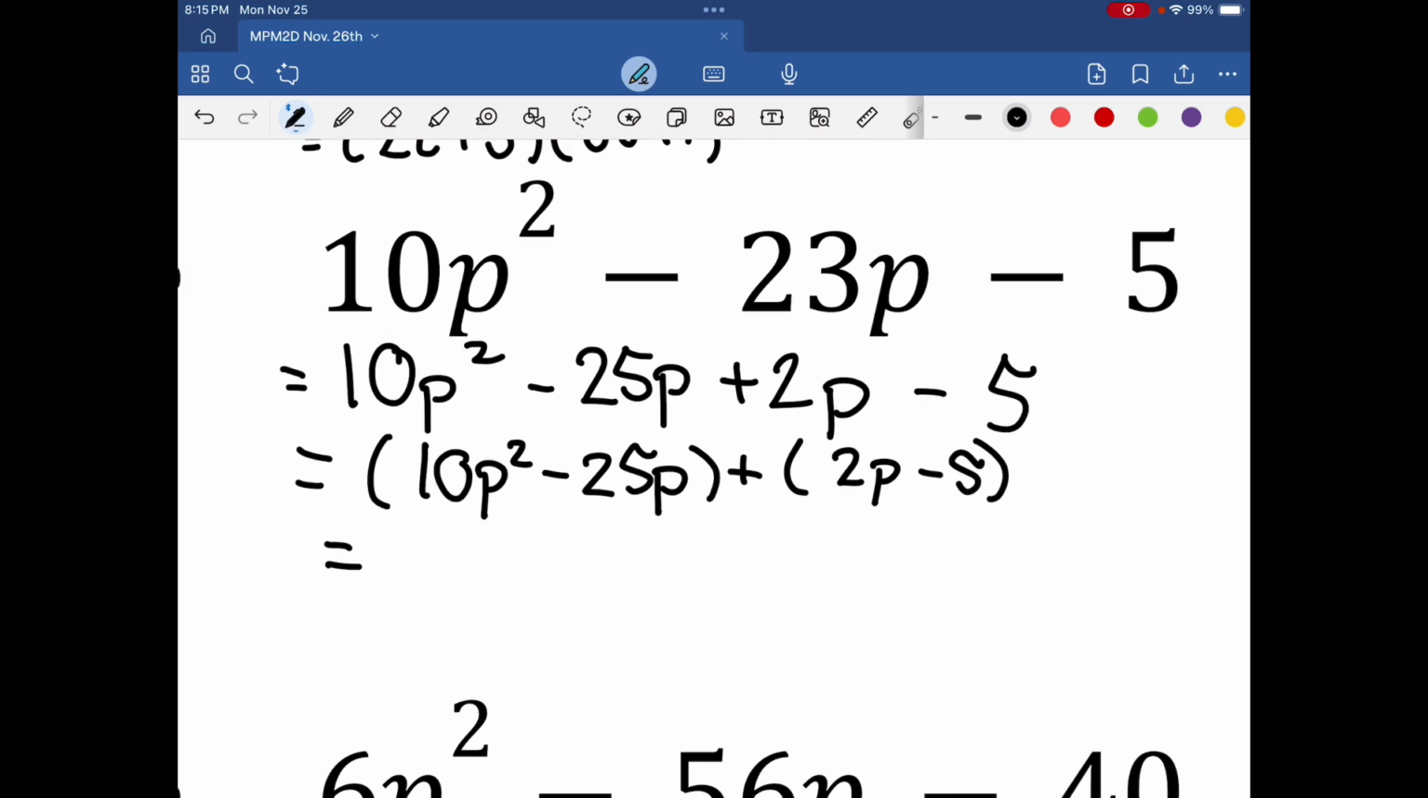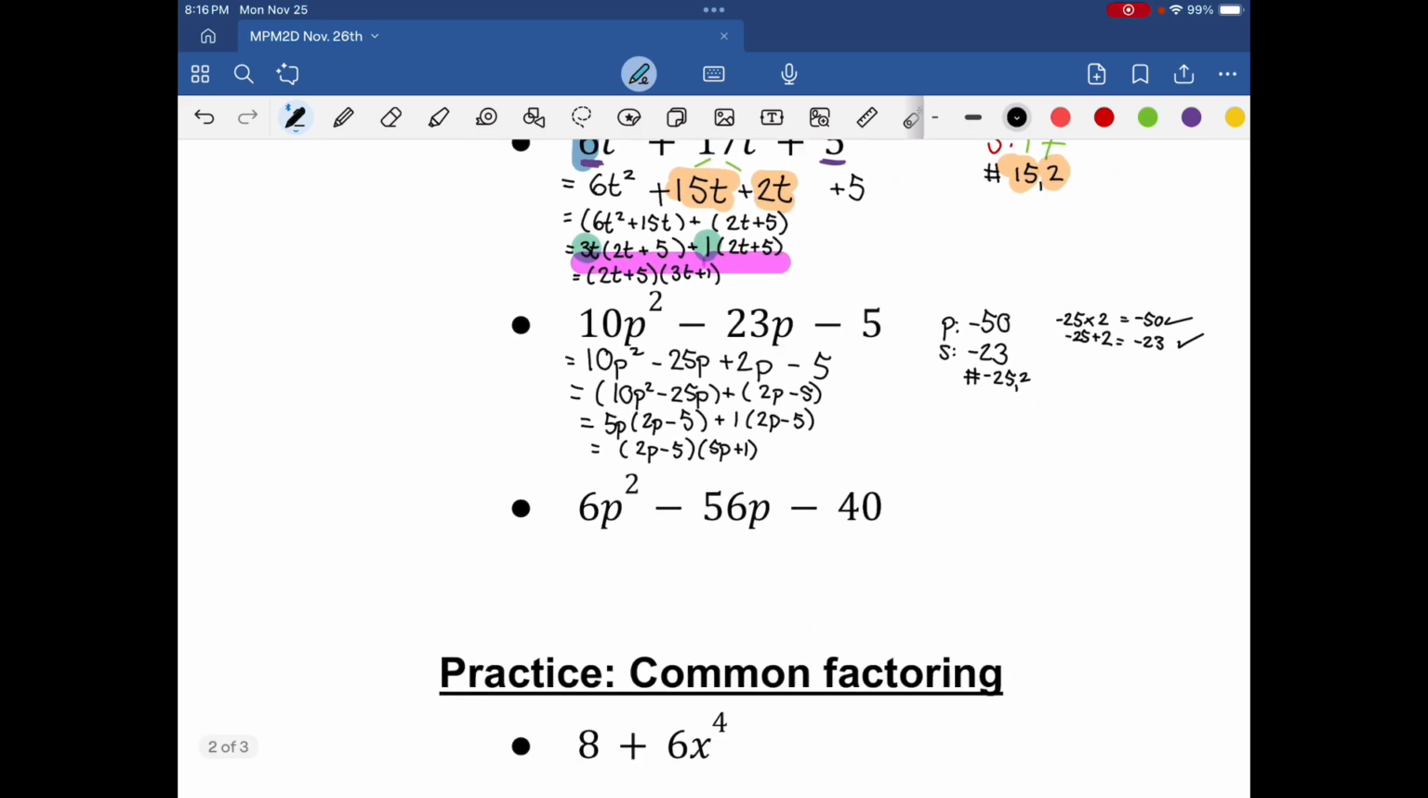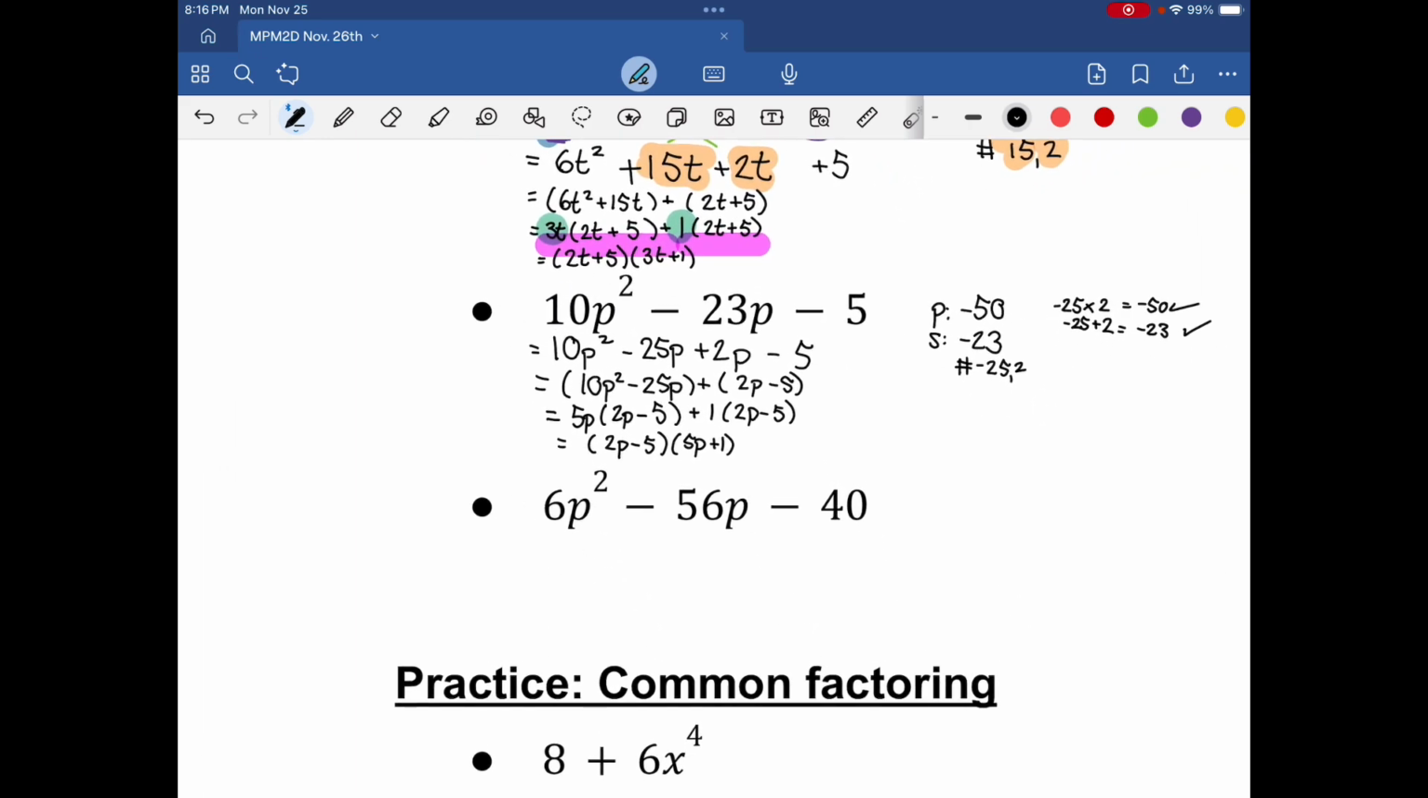GCF that my first term shares is 5p, 2p minus 5, and the GCF for my second bracket is literally just 1, so I'm just bringing that out. What am I left with? 2p minus 5, 5p plus 1. Amazing.